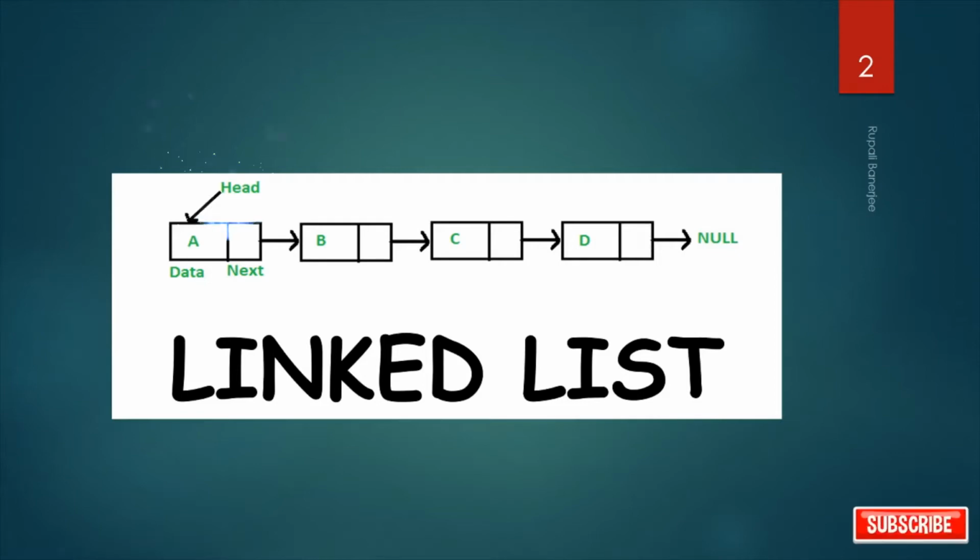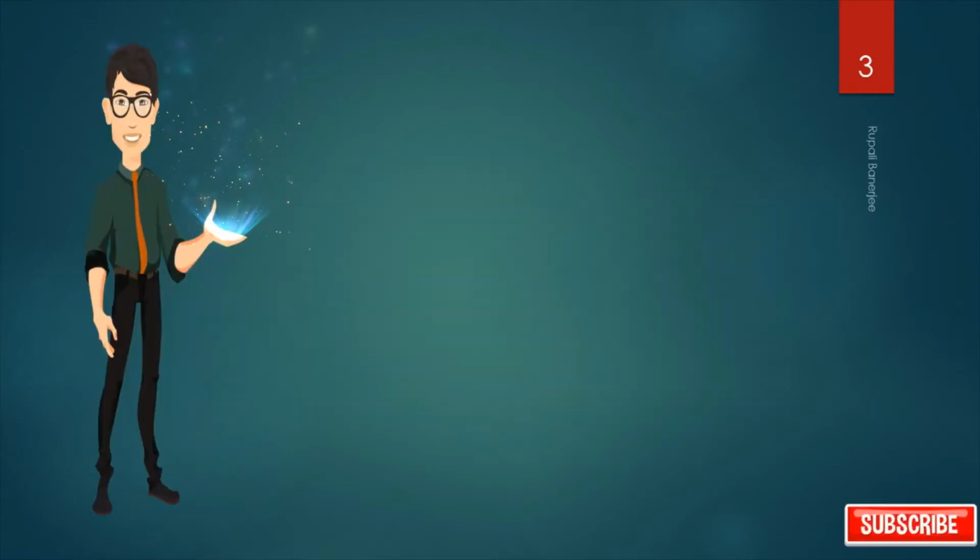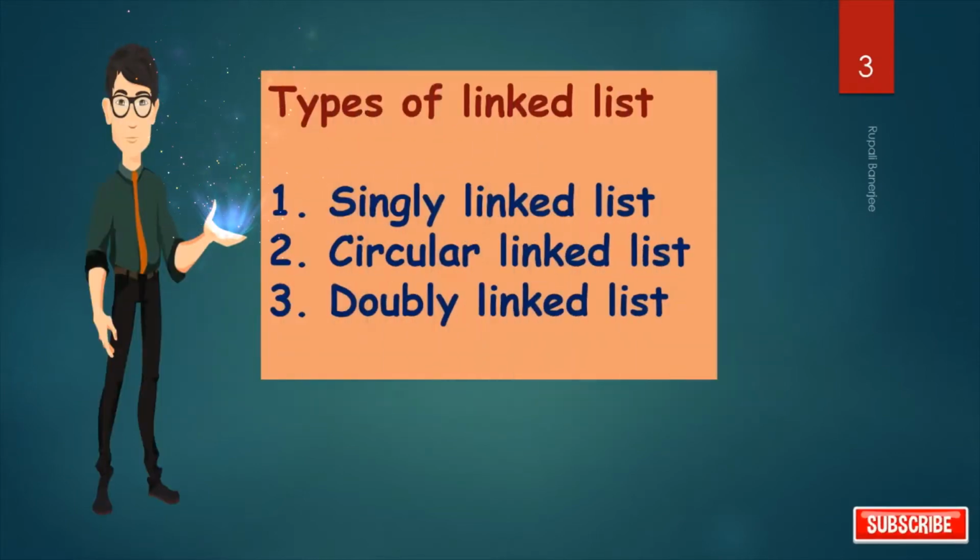So, how many types of linked list are there? There are mainly three types of linked list: singly linked list, circular linked list, and doubly linked list. So, what is singly linked list? Singly linked list can be defined as the collection of an ordered set of elements. The number of elements may vary according to the need of the program.